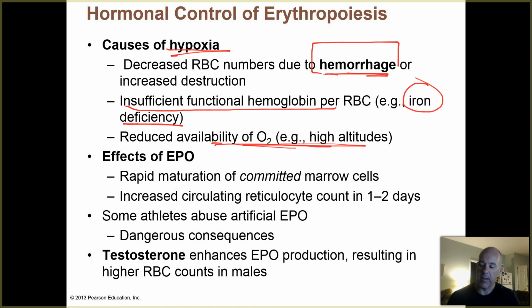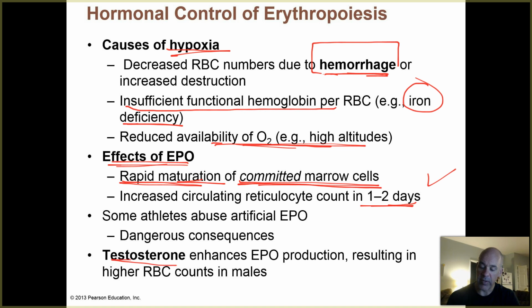More specifically, what are the targets of EPO? It's not so much that it tells the hemocytoblasts, hey, crank out more red blood cells. It's that it speeds up those committed bone marrow cells, the ones that are already committed to moving down the red blood cell pathway. Speed it up, crank out red blood cells faster so we can increase the population. It takes about 1 to 2 days to actually work. And as I was mentioning, there are athletes who abuse EPO. Erythropoietin can be given artificially as a drug.